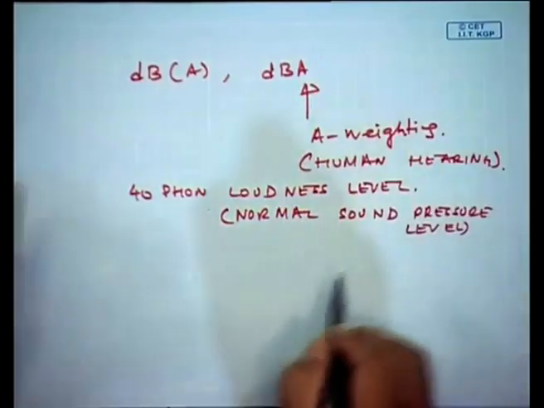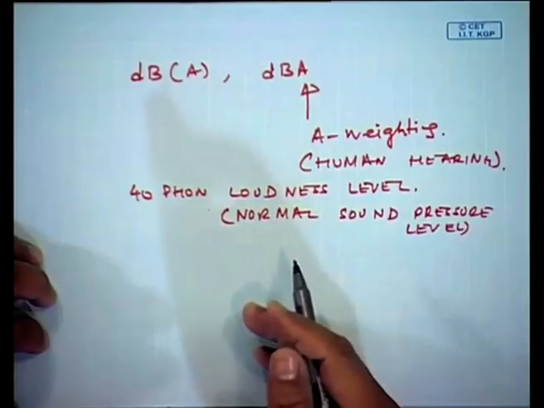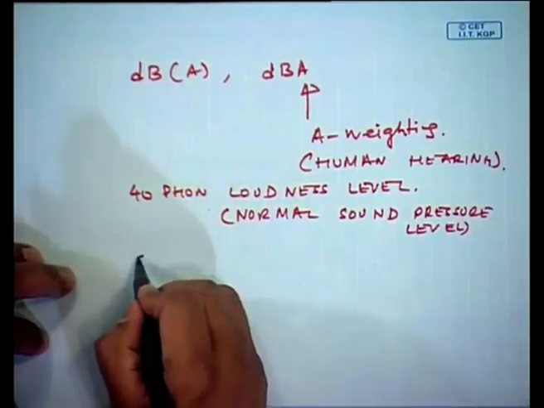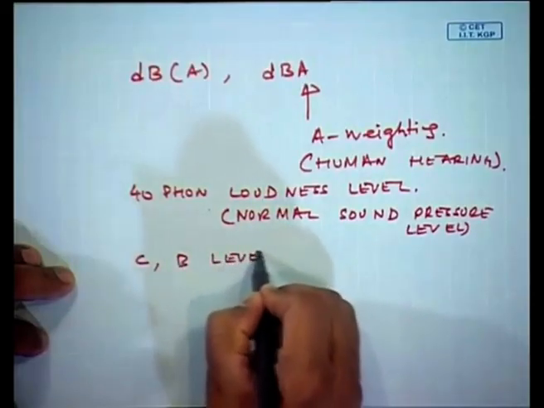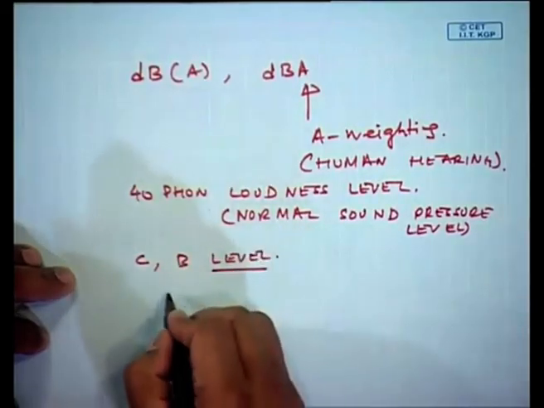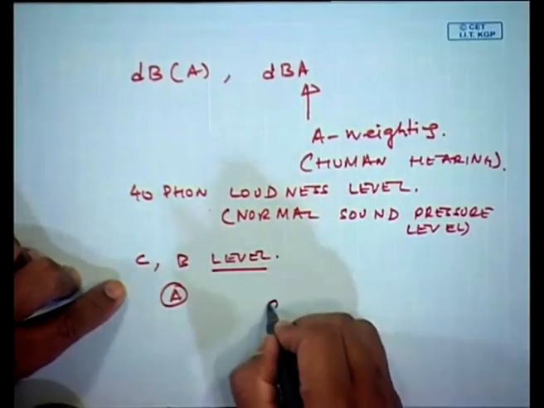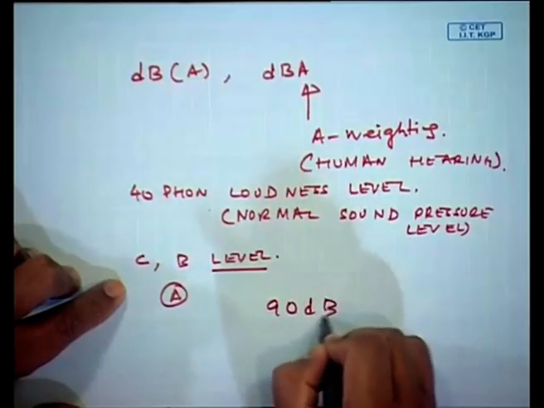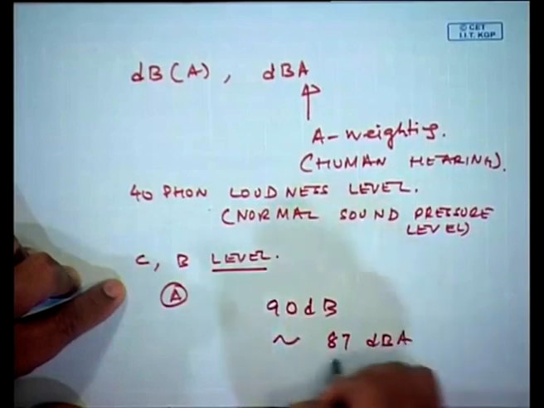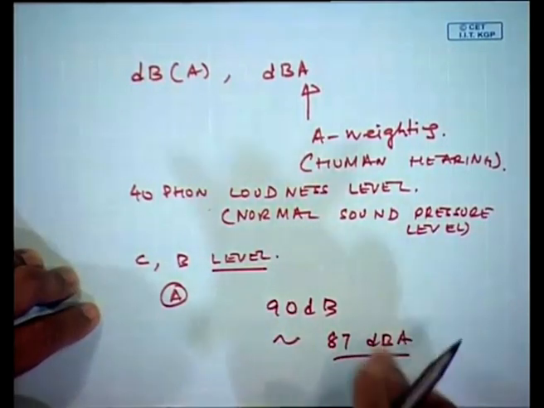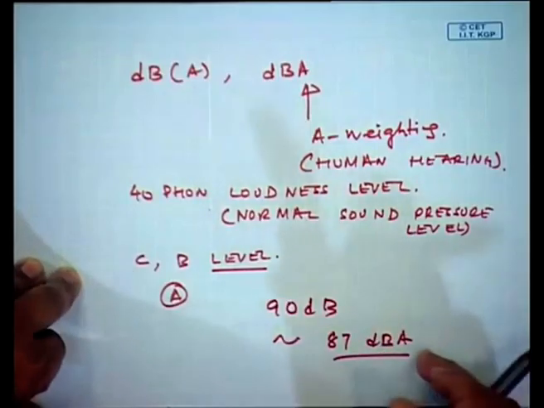When the levels are high, for example, if you are talking about aircraft takeoffs, very large noise levels, there are also a C level and a B level, but the international convention is to use the A weighting. If A weighting has been written, the same 90 decibel could be 87 decibel dBA, because this means this has significant low frequency levels. Okay, low frequency signals are there.